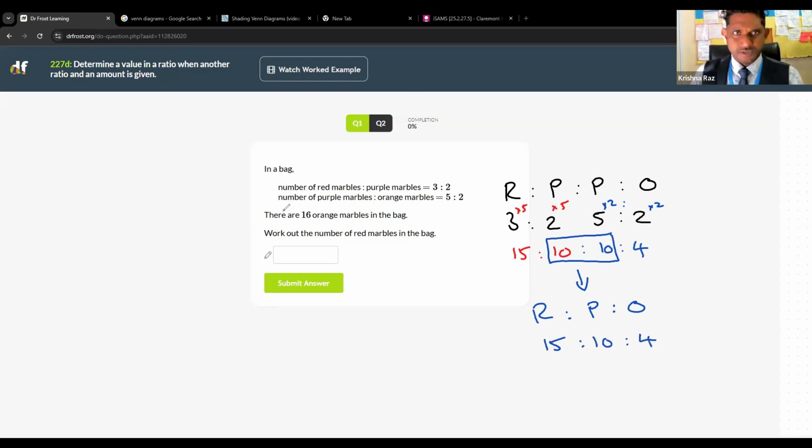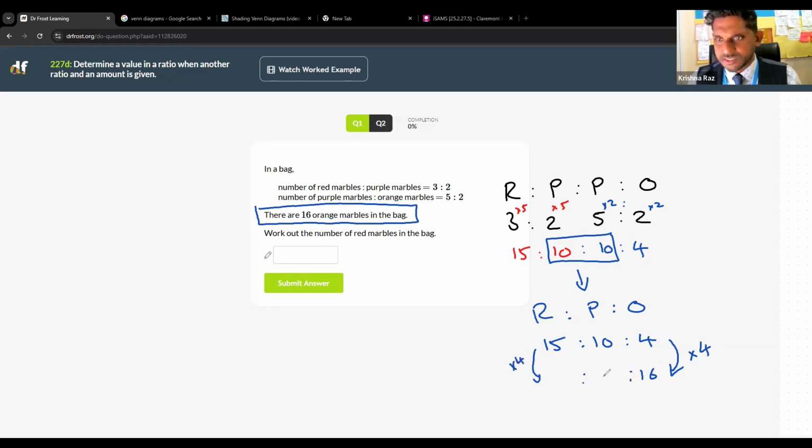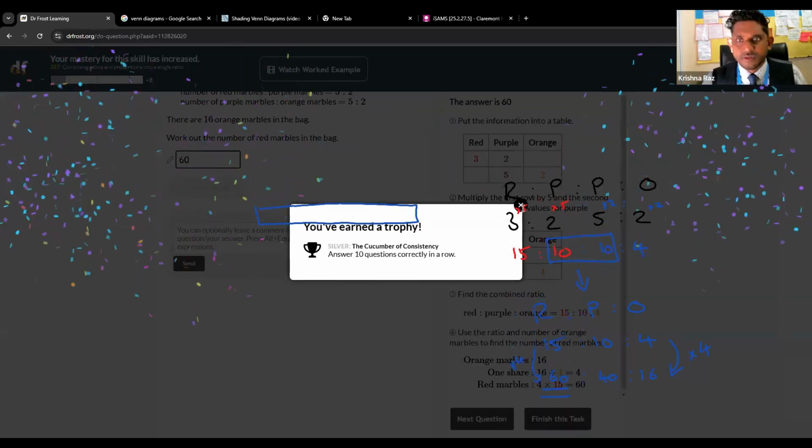Now we can answer the question. So we're told we have 16 orange. We times by 4, we get 16. So we have to times all these numbers by 4. Work out the number of red marbles, 60. Done. Right, one more for luck.